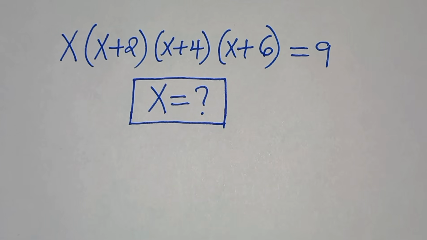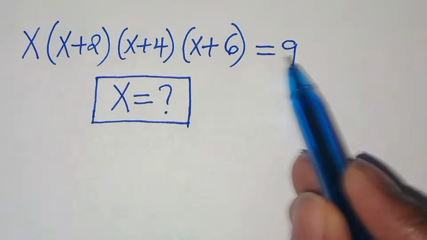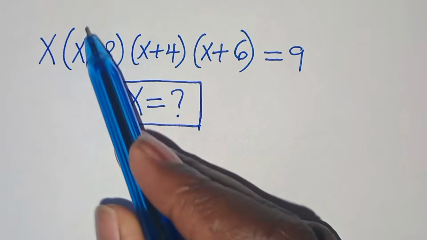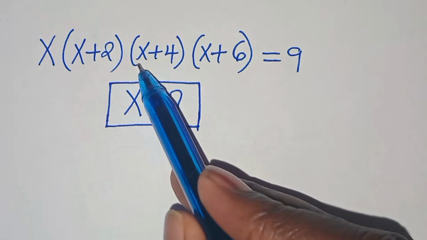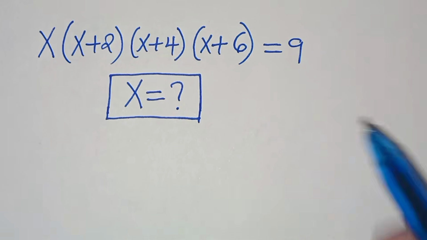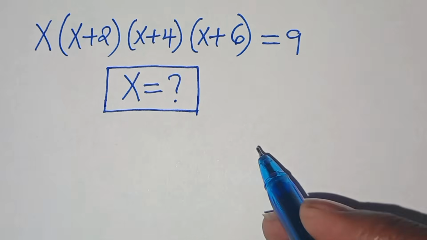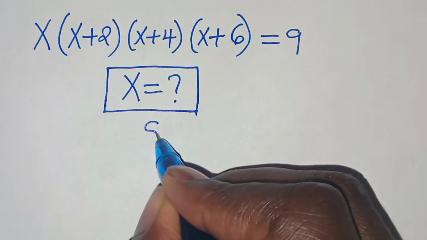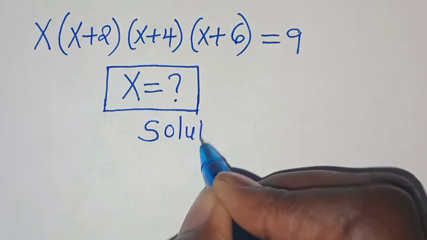Hello everyone, you're welcome to solve this nice algebra problem, which is x multiplying by x plus 2, multiplying by x plus 4, multiplying by x plus 6. This is equal to 9. So what is the value of x, or what are the values of x? Now let's provide a solution from here.